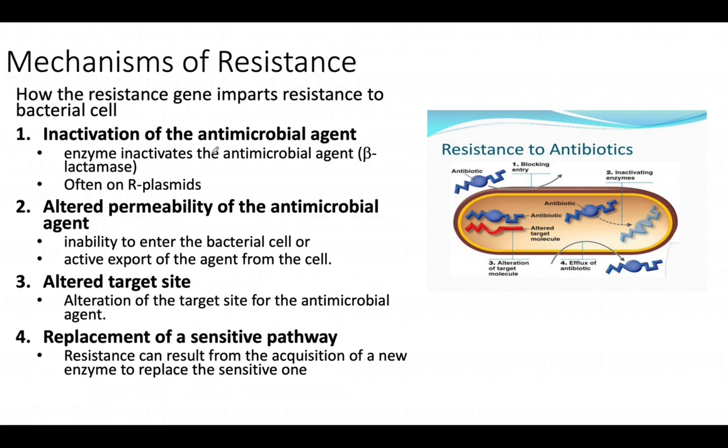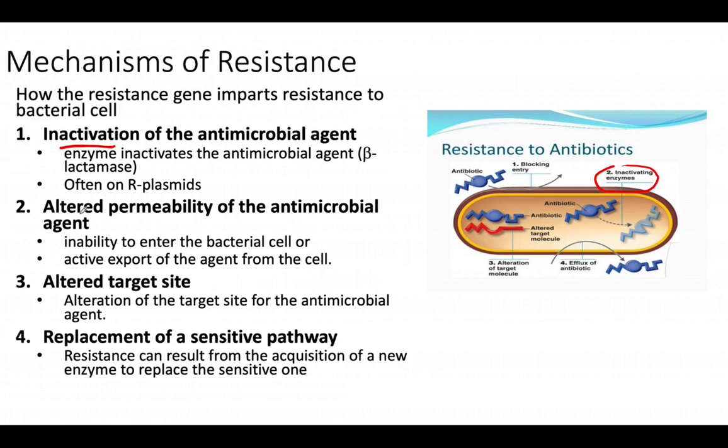The first is the gene leads to the production of, say, an enzyme that actually inactivates or destroys the antimicrobial agent. That is right here. The numbers don't match up, I apologize, but so inactivating enzymes. That resistance gene is allowing the bacteria to make something like an enzyme that deactivates or destroys the actual drug. So even though the drug is administered, the bacteria break it down.